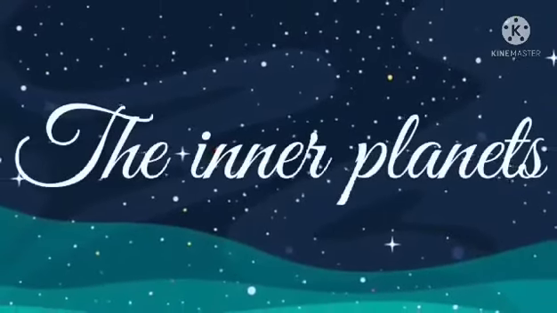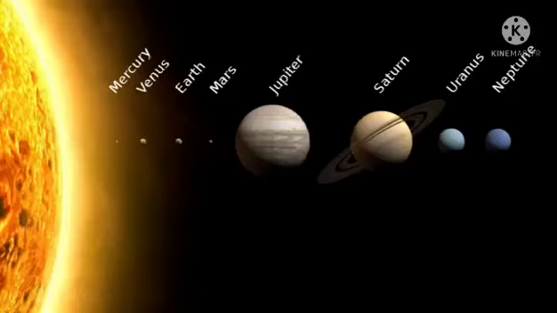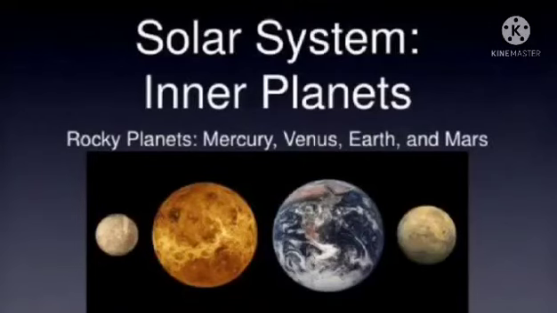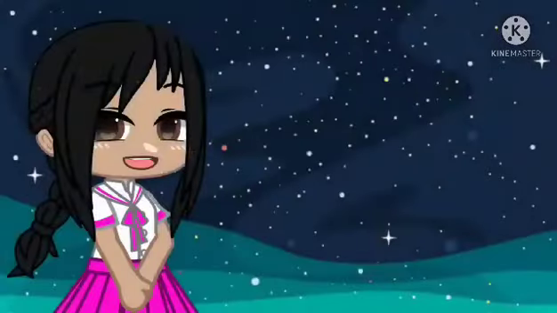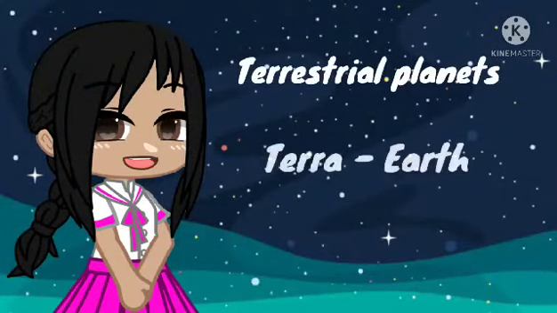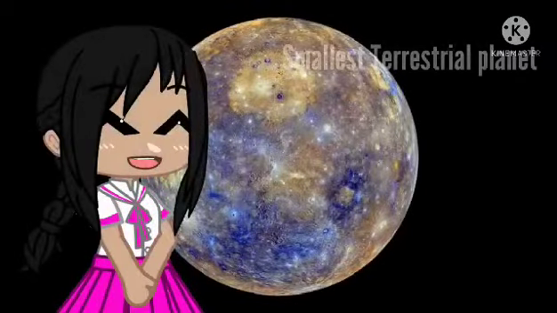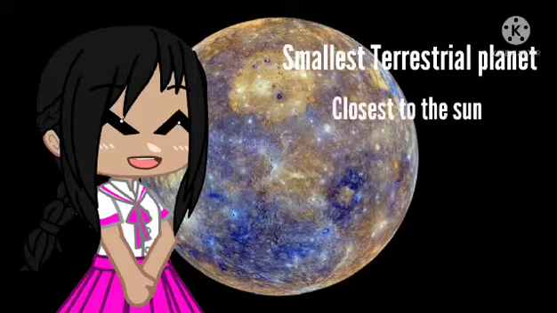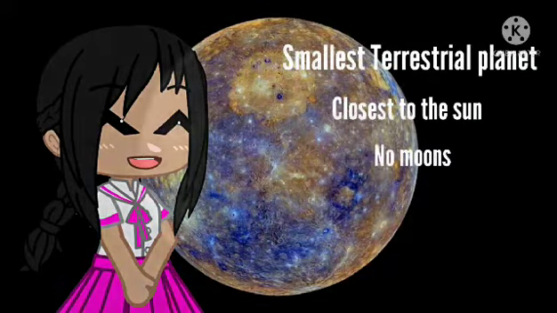The inner planets. The 4 inner planets are small and dense and have rocky surfaces. The inner planets are often called terrestrial planets, from the Latin word terra, which means earth. Mercury is the smallest terrestrial planet and the planet closest to the Sun. It is not much larger than Earth's moon and has no moons of its own.